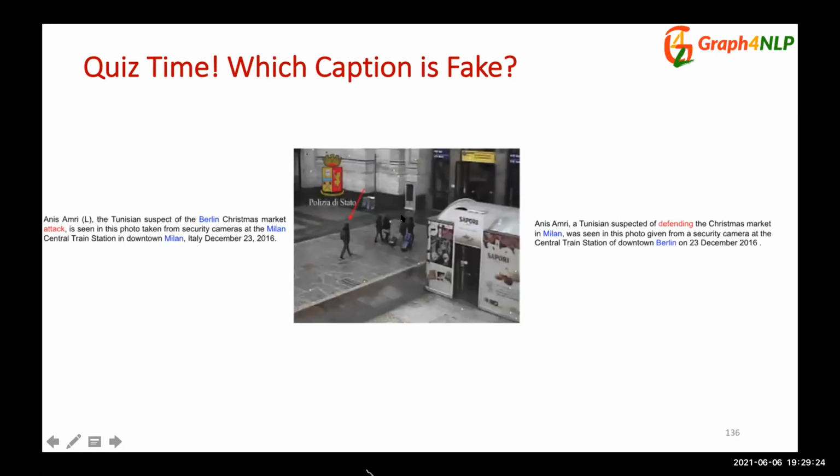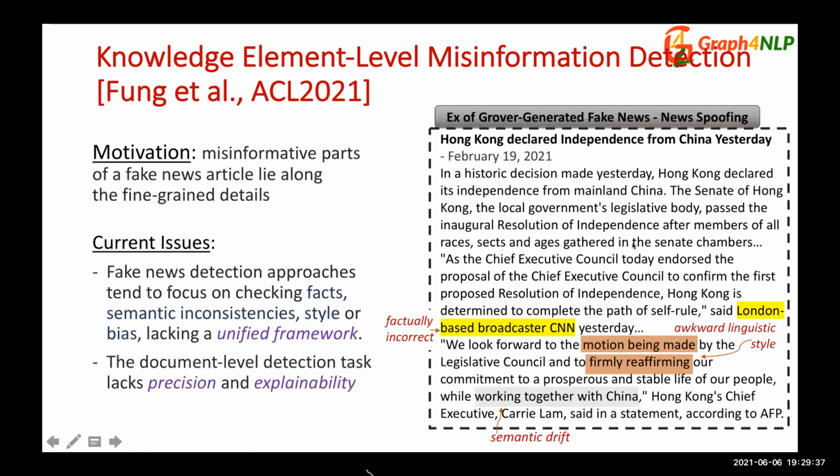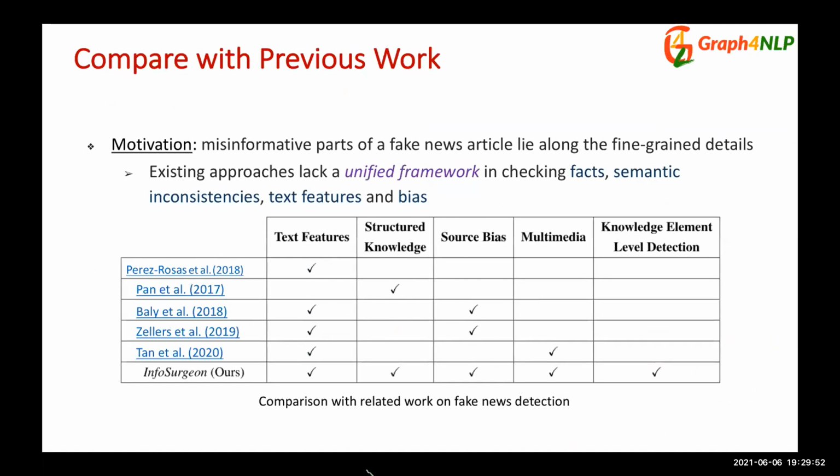And in this image, it's hard to detect whether this is in Berlin or Milan if you've never been to these two cities, or maybe if you're not familiar with the street scenes. So the manipulation happens in changing location. That means in addition to the linguistic style and topic shifting features used in previous work, maybe we should really look into the knowledge element level, look into a knowledge graph, and try to figure out which subgraph or which knowledge elements are wrong, and then we can fix them. So compared to previous work, we are now looking at multi-modal and knowledge element level detection.